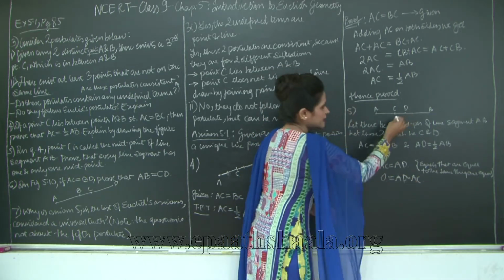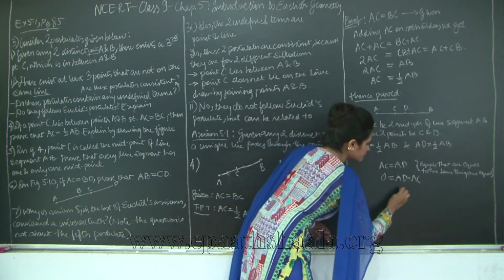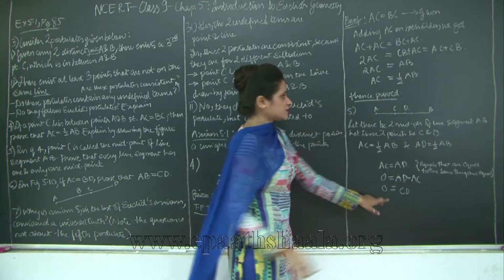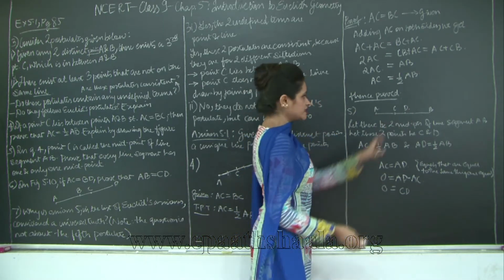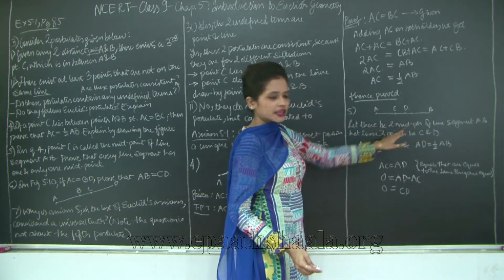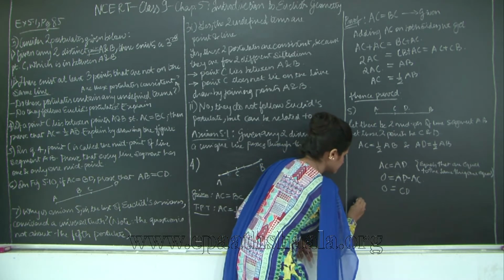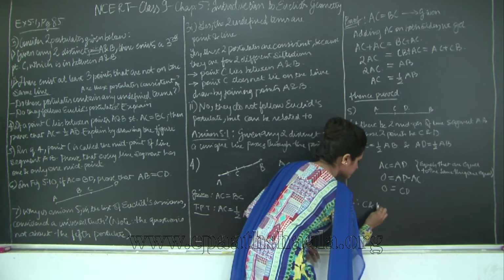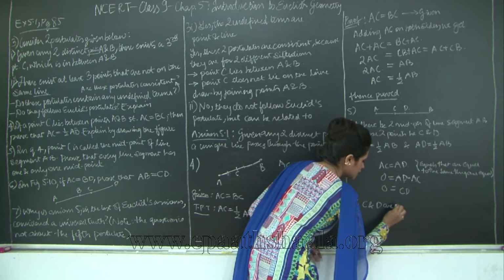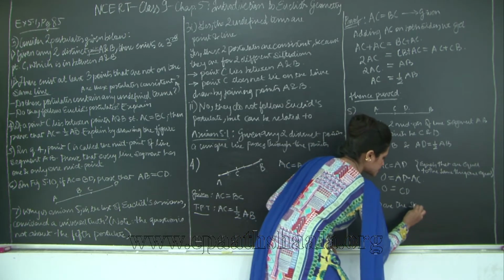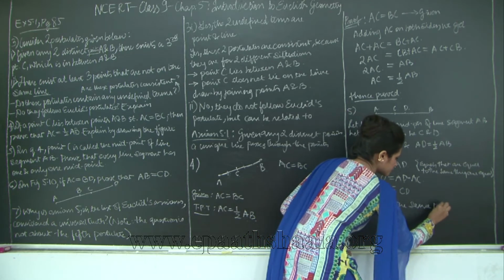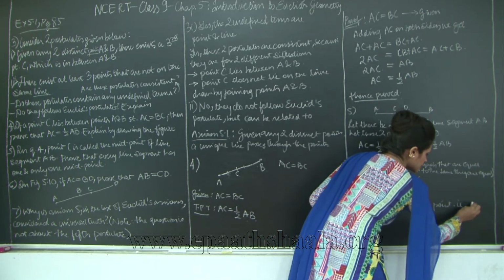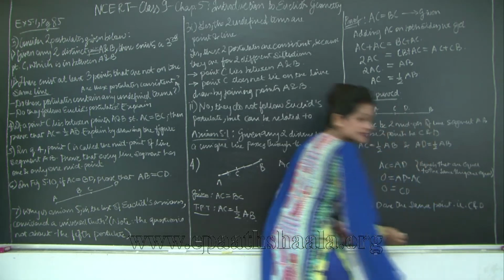So what is AD minus AC? I got CD. CD is equal to 0. CD is equal to 0 implies C and D are the same points. That is, there is no space between them. Therefore, C and D are the same points. That is, C and D coincide.